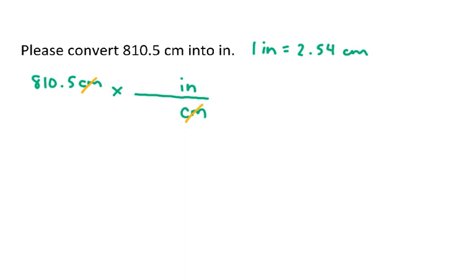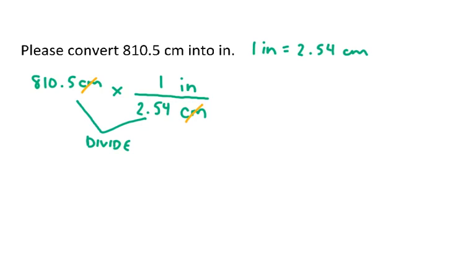In this next problem, we convert 810.5 centimeters into inches. We write the measurement on the far left with the units. We put centimeters in the denominator of our conversion factor so that it cancels out. Inches goes in the numerator because those are the units we want to convert into. Since 1 inch equals 2.54 centimeters, we put those units in the conversion factor. 1 goes next to inch, and 2.54 goes next to centimeter.